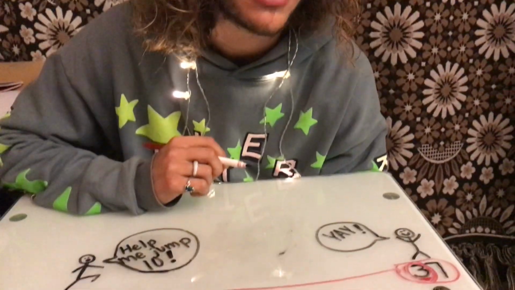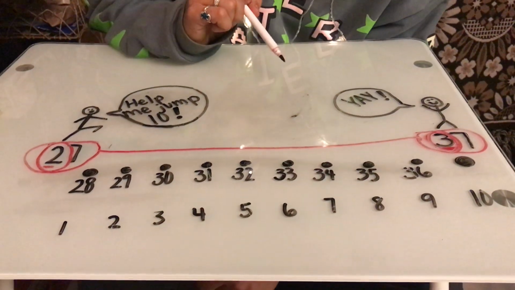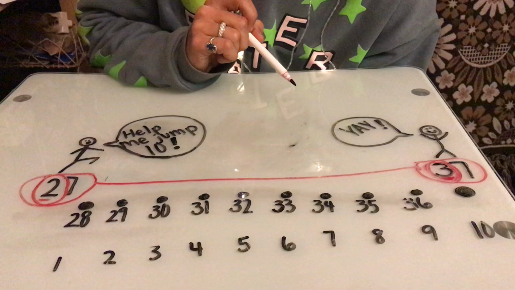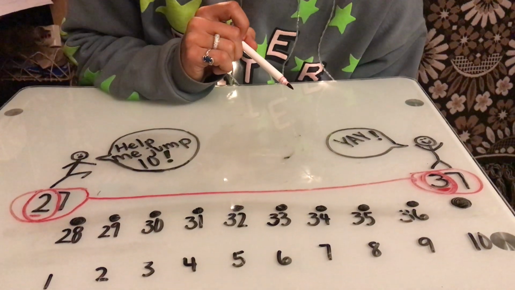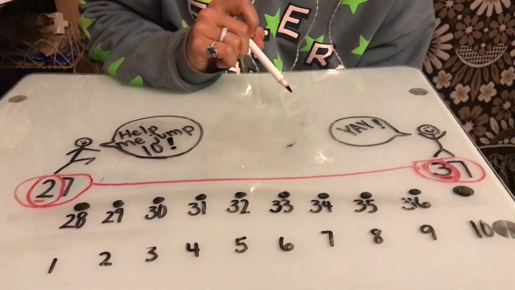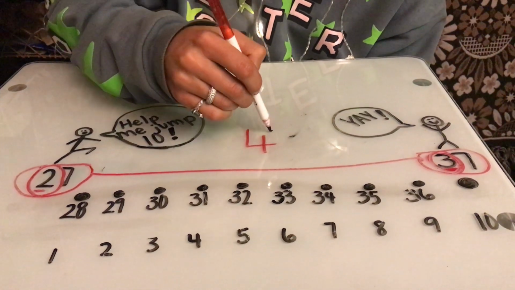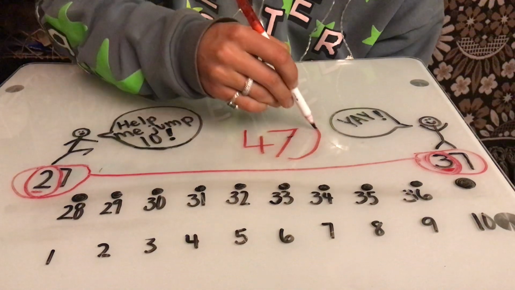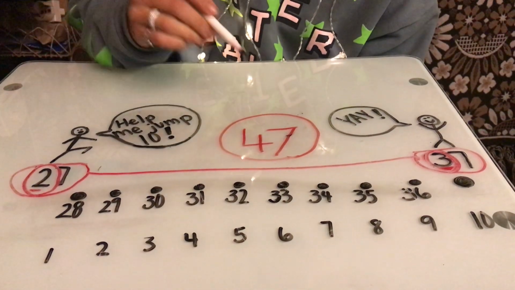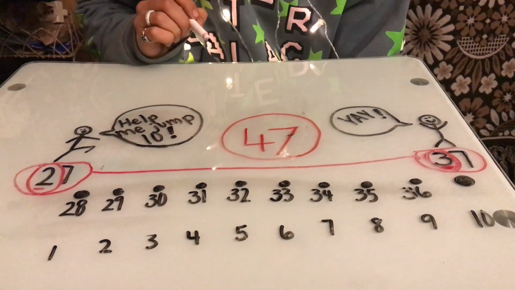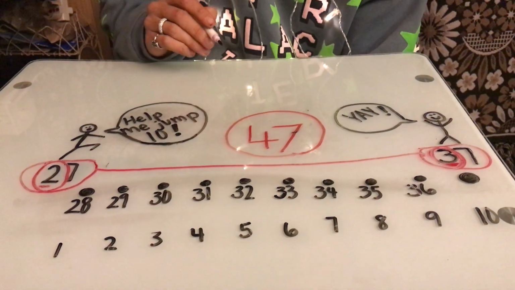Is it 38? Is it 47? If we're counting up by 10s, what comes after 37? Is it 38 or is it 47? It's 47 because we count up by 10s.